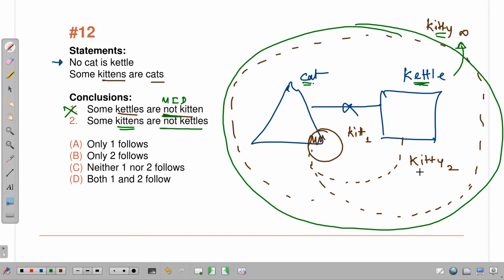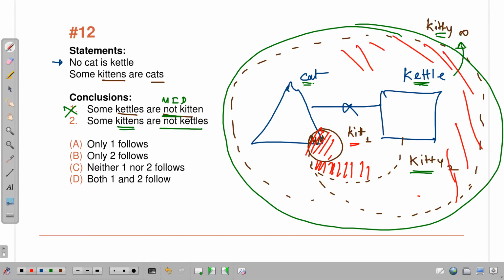But some kittens are not kettles. Okay, now this is interesting. Some kittens are not kettles. Let's check it at kitten 1. Yes, see, some of the kittens are not kettles. At kitten 2 also, some of the kittens will not be kettles. At kitten 3, yes. At kitten infinity, yes, these are the kittens that are not kettles. So this is very interesting. You can pause it for a while, understand it, and envisage it.